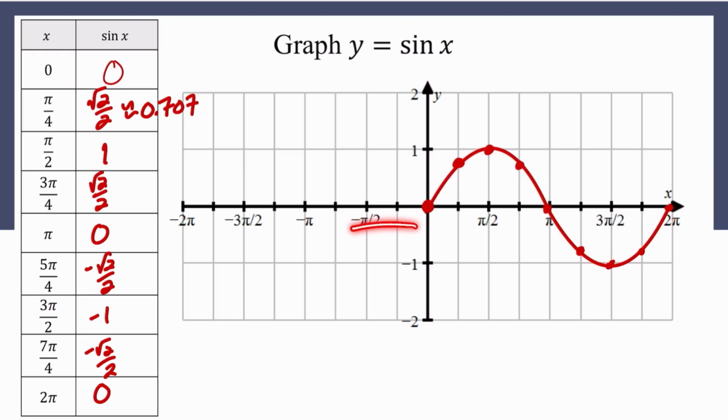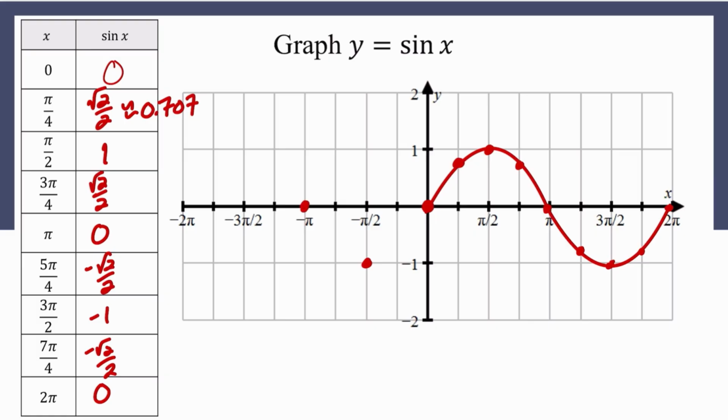Now, let's talk about what happens if I were to go left. And let's just look at negative pi over 2. The sine of negative pi over 2 is the same as the sine of 3 pi over 2, so -1. And then what about negative pi? Well, the sine of negative pi is the same as the sine of positive pi because they're coterminal, so 0.